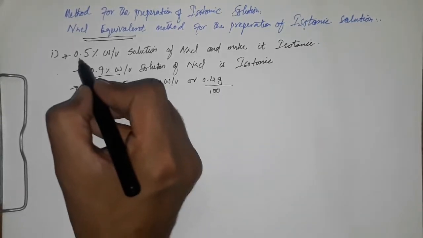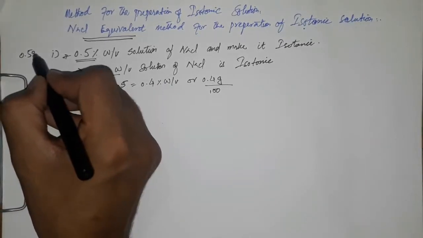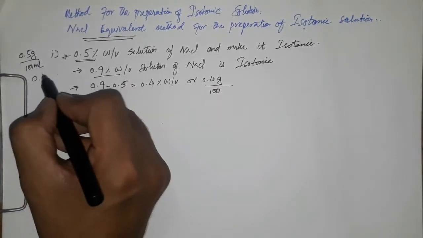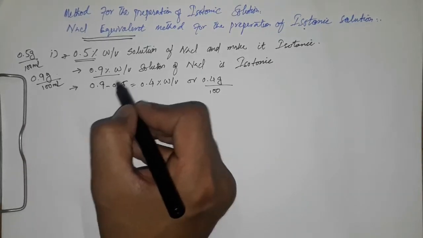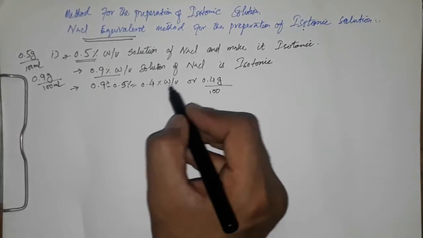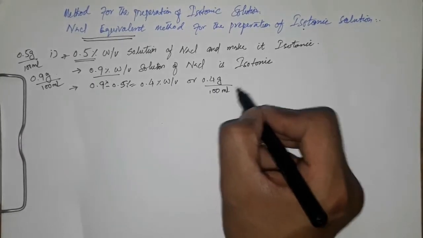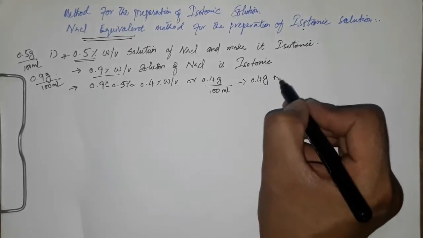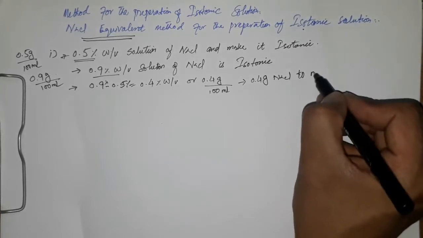What does this mean? 0.5% means 0.5 gram per 100 ml, and 0.9% means 0.9 gram per 100 ml. So 0.9% minus 0.5% gives 0.4% weight by volume, or 0.4 gram per 100 ml. So it means that 0.4 gram of sodium chloride will be added to make it isotonic.